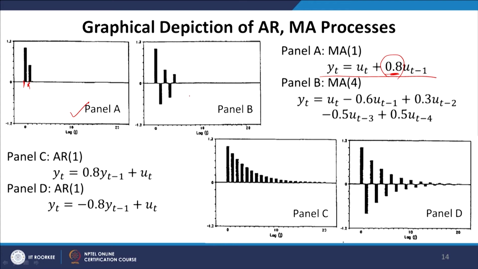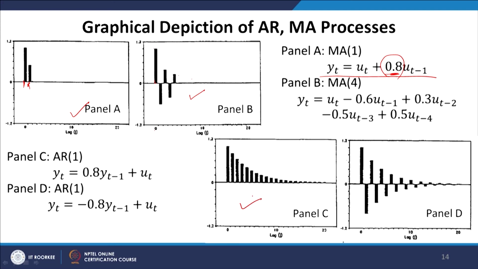Now, panel B has an MA4 process, and again you can see that the autocorrelation at lag 0 is equal to 1. After that we have minus 0.6, then plus 0.3, then minus 0.5, and then plus 0.5, and so on. This gets truncated here.